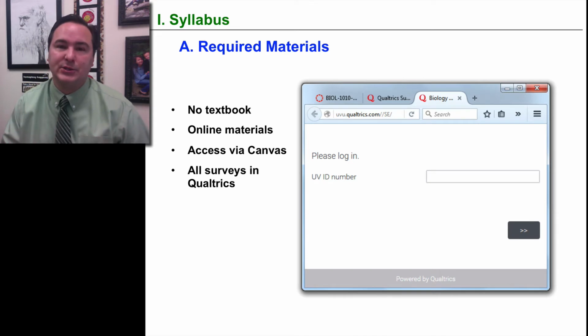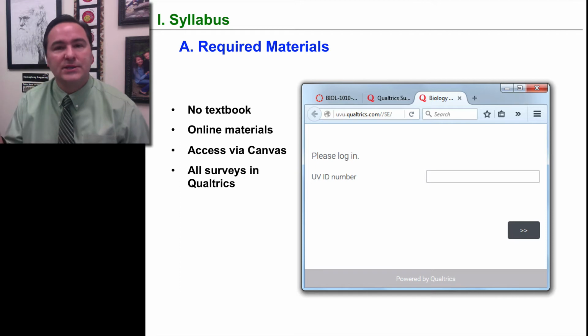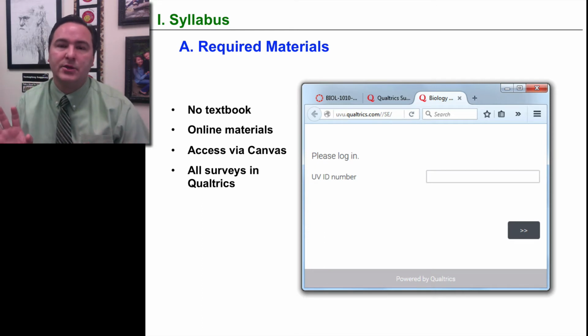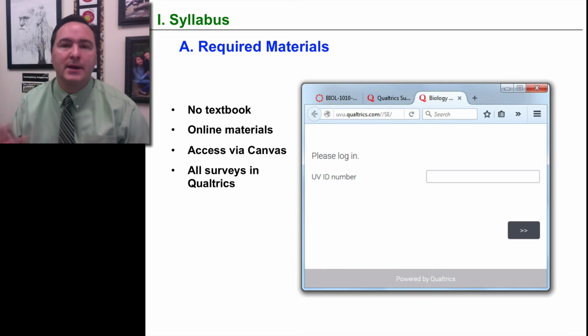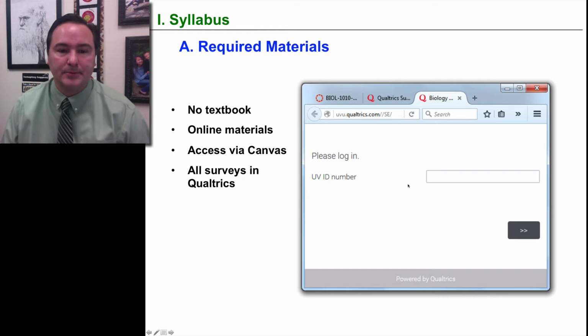Canvas is your launching board to everything that's in the course. We have links to any external sites from there, and there's one really important external site called Qualtrics. This is a site where you'll be taking all of your assignments and a few other things. From Canvas, there will be all of the links that you'll need, but realize that you will be linking out to other sites, and you may even need to log in. For example, here's what it will look like when you go to Qualtrics, and it will ask for your UVID number.